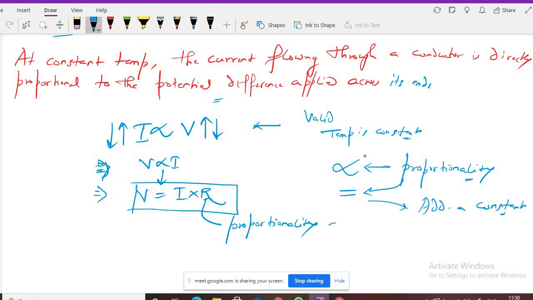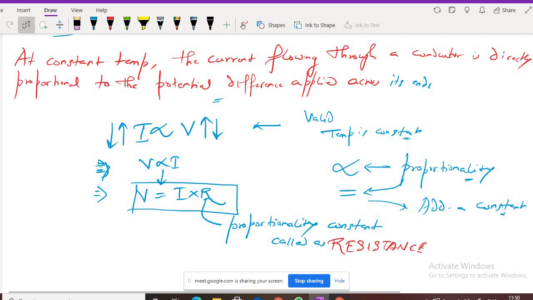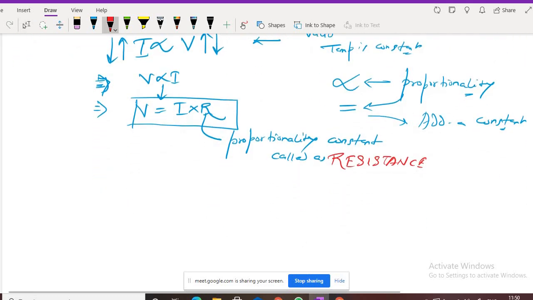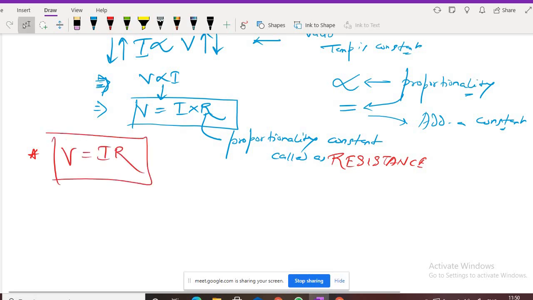Proportionality constant. And this proportionality constant is called, my dear, very important thing that you are going to study, and that is resistance. From here, the concept of resistance has started. So what have you come to know? You have come to know from Ohm's law that V equals IR. This is the formula of Ohm's law.